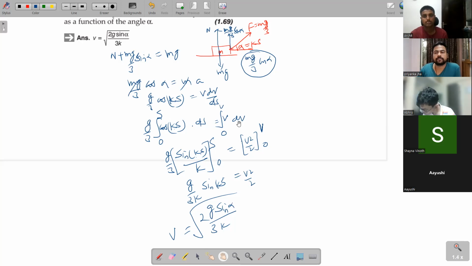Sir, how did we integrate cos ks? See, integration of cos is sine, just like we do differentiation, one function at a time. So integration of cos is sine. The angle will be as it is, and we can see that we are differentiating with respect to s. So k is the coefficient of s, and whatever coefficient we have, by that coefficient we will divide this. This is the general rule. Okay, sir.